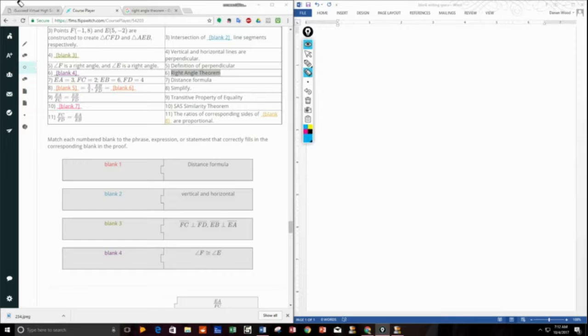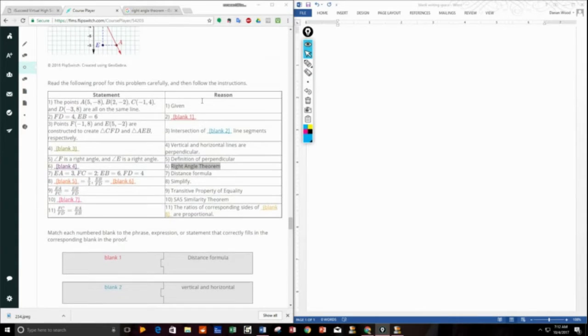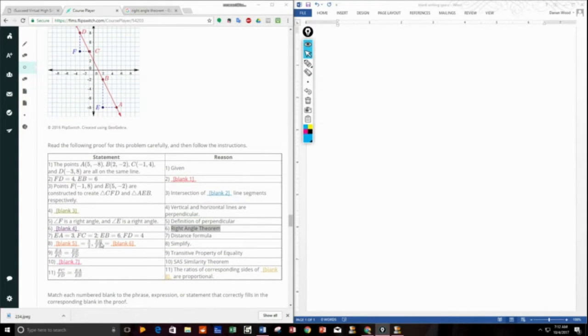Alright, so now let's keep moving. EA is equal to 3, FC is equal to 2, EB is equal to 6, FD is equal to 4. That was the distance formula. So then we have blank 5 is equal to 3 halves, and EB over FD is equal to blank. Okay, well, first off, I'm going to look at the next line to see what they used here. So blank 5 should be EA over FC. Now if I didn't think to look ahead, then I could go like this. EB is the vertical one, so what's the vertical one in the other triangle?